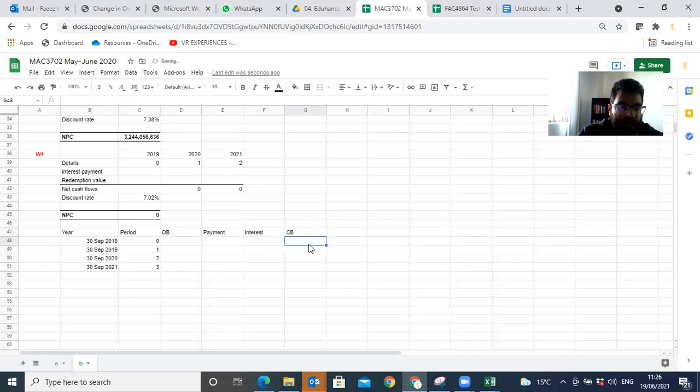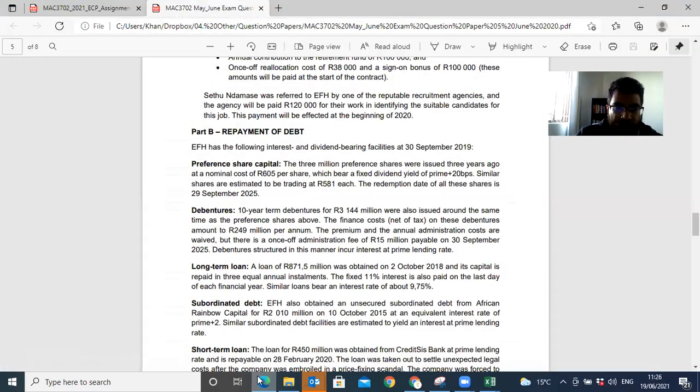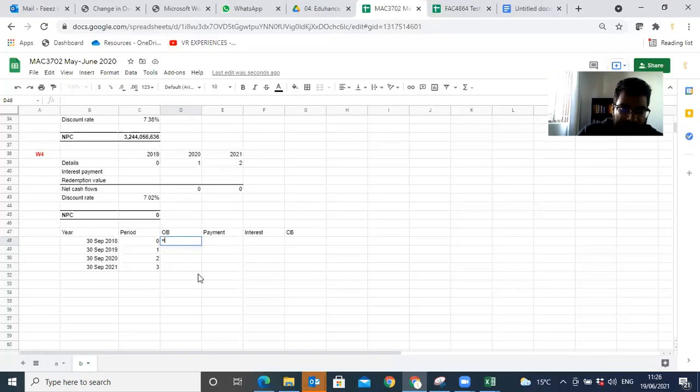Okay, so just have a look at this. Our opening balance, how much did we take out from the bank? We took out 871.5 million. So I'm going to say 871.5 million, so I'll multiply by 1 million. Okay, so there we go, 8.75 million.